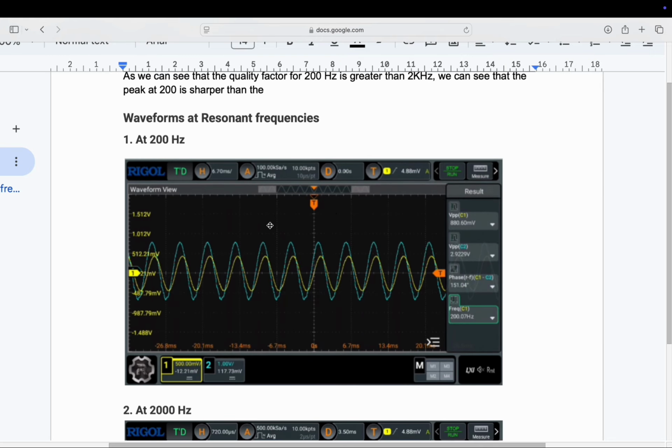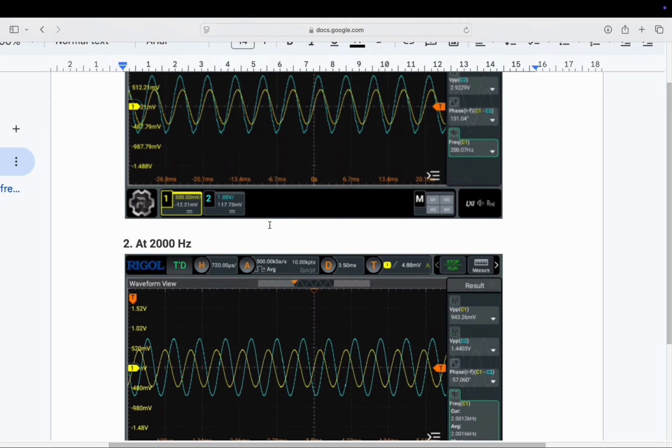These are the waveforms recorded at the resonant frequencies. The first one is at 200 hertz and the second one is at 2 kilohertz.